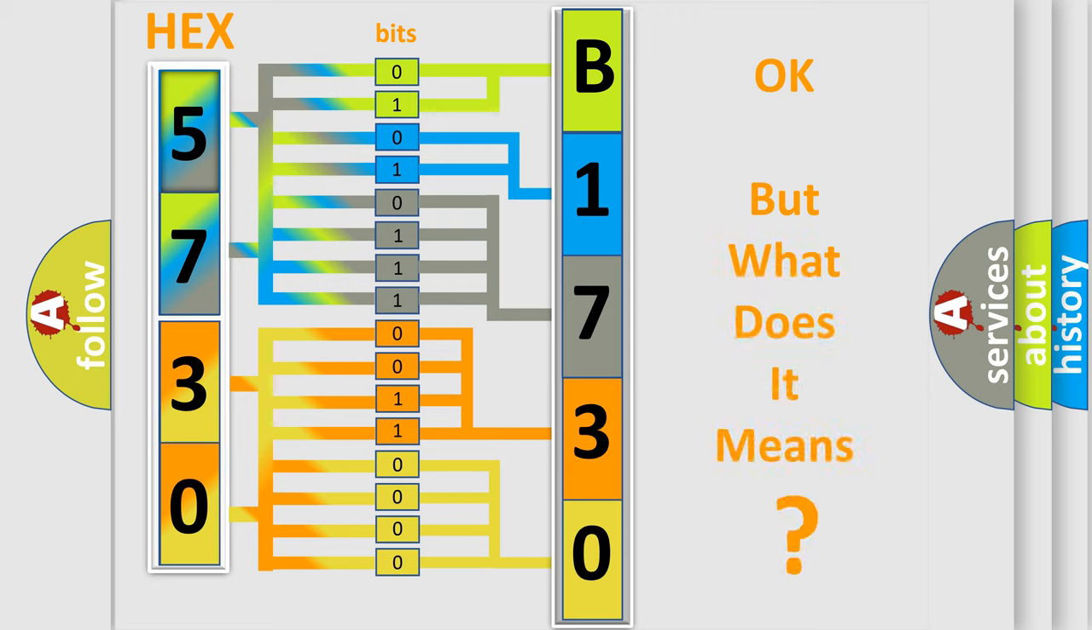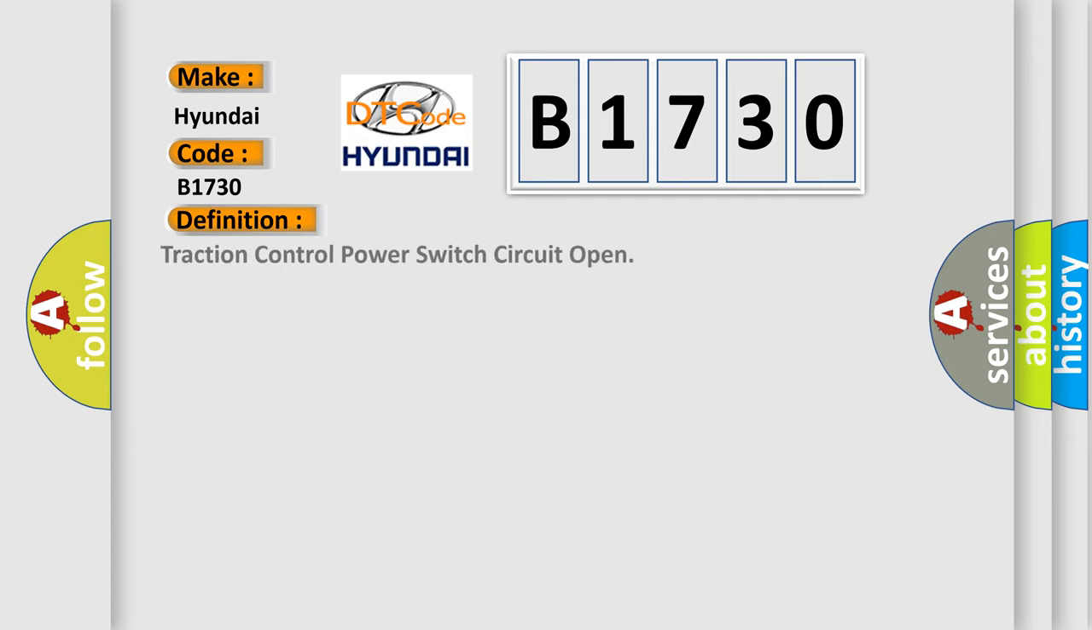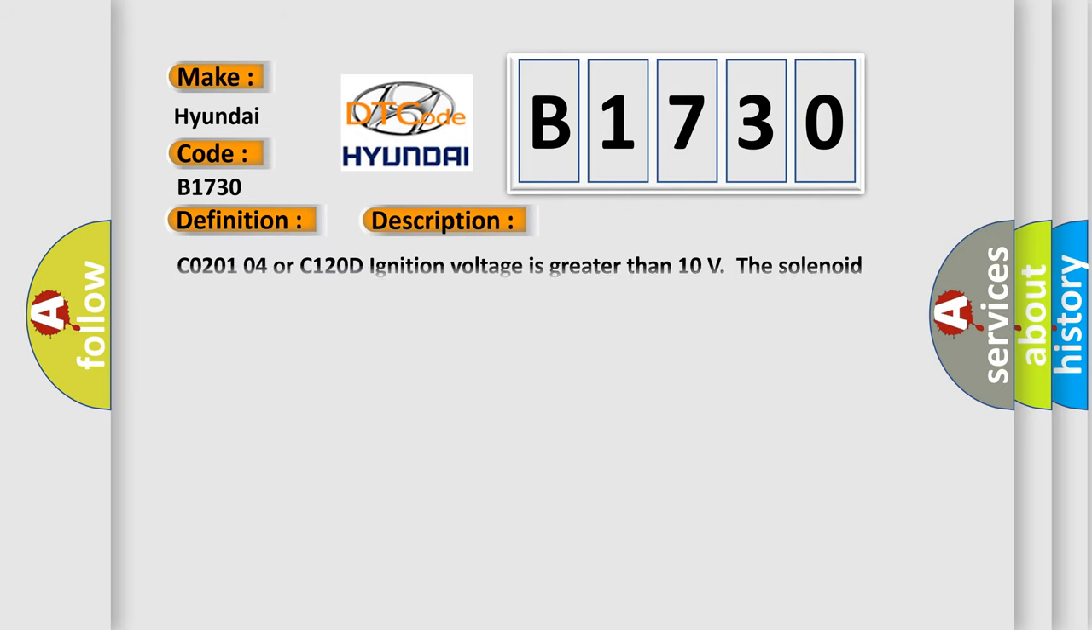The number itself does not make sense to us if we cannot assign information to what it actually expresses. So, what does the Diagnostic Trouble Code B1730 specifically mean for Hyundai? The basic definition is traction control power switch circuit open. And now this is a short description of this DTC code.